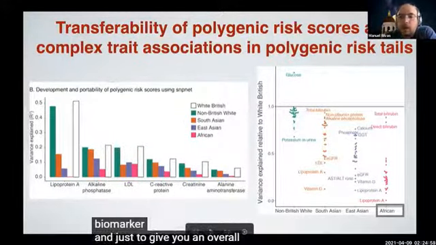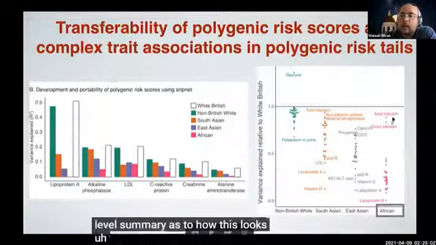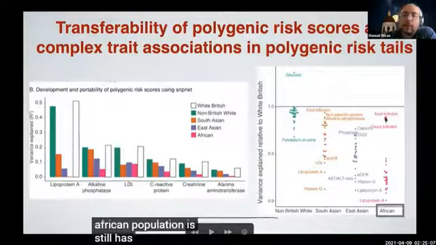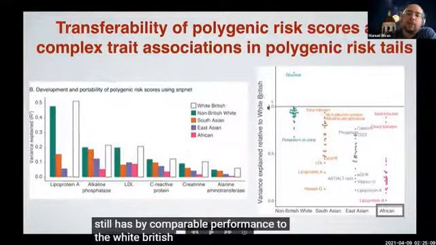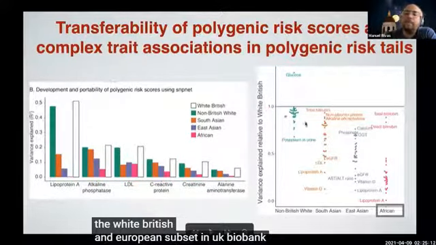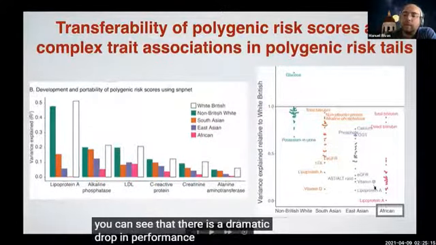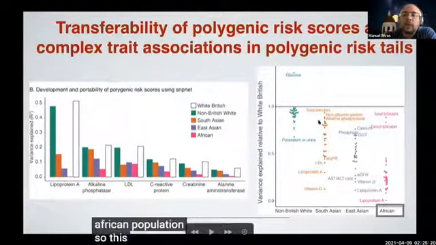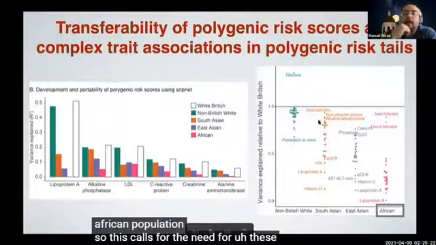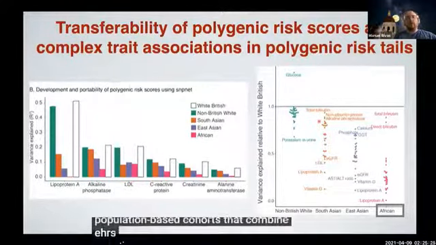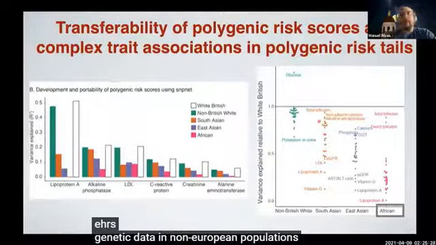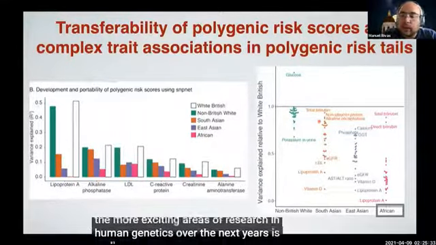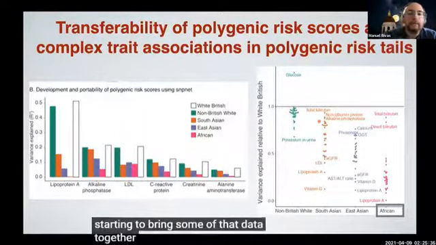And just to give you an overall high-level summary as to how this looks, the notable exception is total bilirubin and direct bilirubin, where the African population still has quite comparable performance to the white British or European subset in UK Biobank. But you can see that there's a dramatic drop in performance, about 80%, as we move to the African population. So this calls for the need for these population-based cohorts that combine EHRs and genetic data in non-European populations. And I think that's one of the more exciting areas of research in human genetics over the next years, is really starting to bring some of that data together.